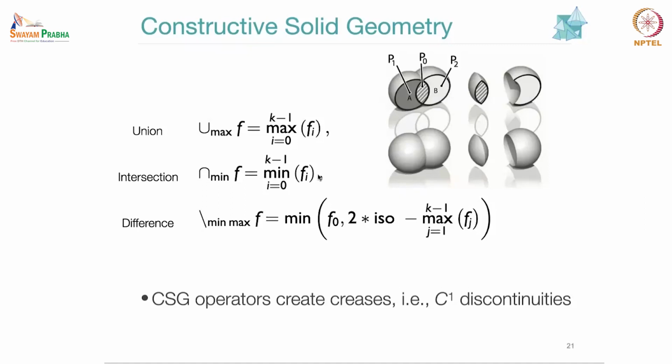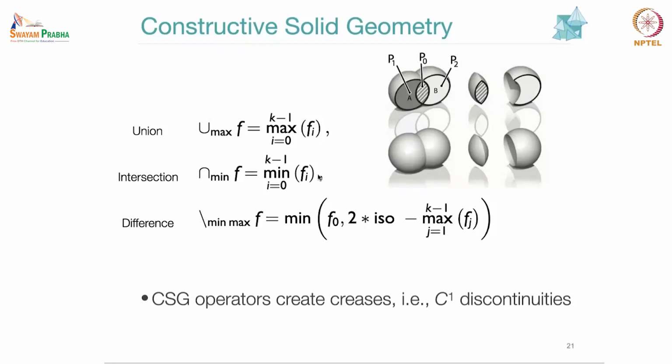It could be anything as well, right? So you do F0 and max Fj is just Fj. So F0 and minus Fj, you take a min of that, right? And that's my min-max operator that calculates the difference.